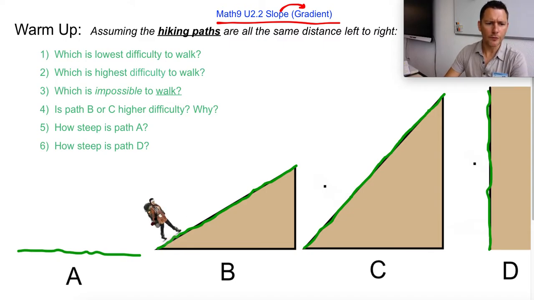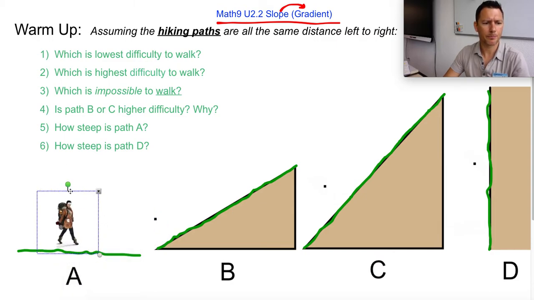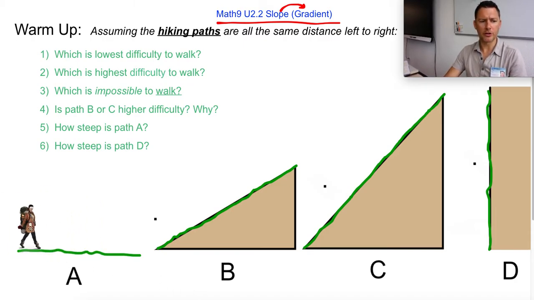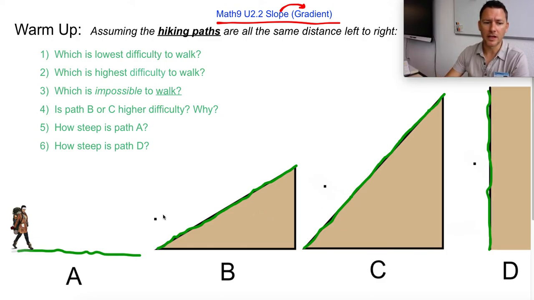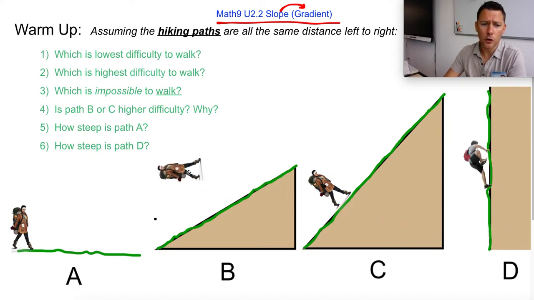Cool. All right. Well, if you were to walk this path with a backpack on, that path would be pretty much flat. It would be essentially the easiest to walk across, where something like this would get steeper and steeper, and ultimately you can't walk up it anymore. It becomes no longer a path. This is a very steep path, but this one is no longer a path. It's a cliff, right?